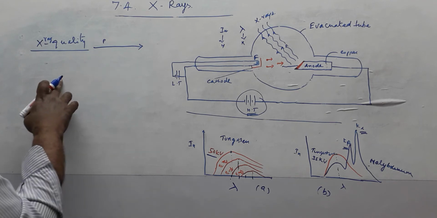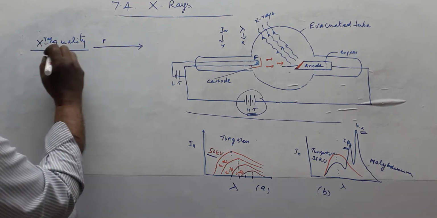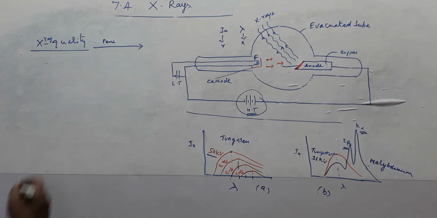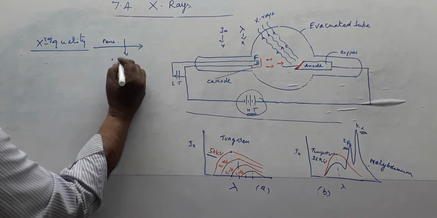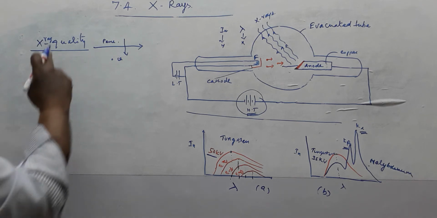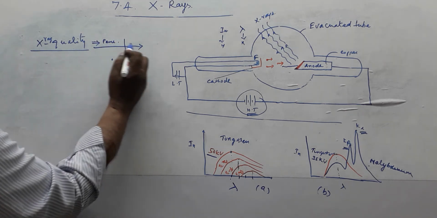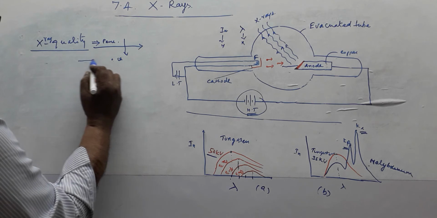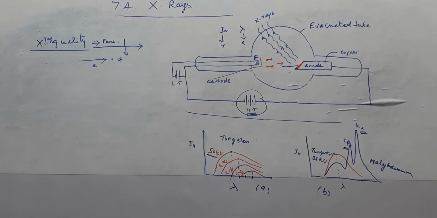In English, it is called penetrating power of X-ray. The X-ray's quality is dependent on the penetrating power, whereas this penetrating power depends on the velocity of the electron. This is a chain process. X-ray quality is dependent on the penetrating power of X-rays. The penetrating power depends on the velocity of the electron. This is a very, very important concept you have to clear.